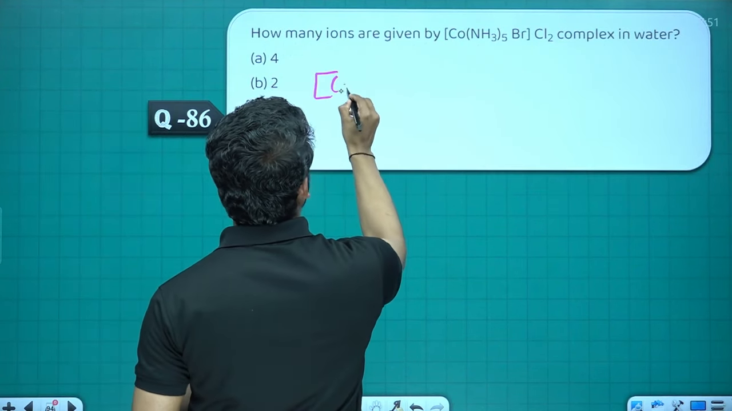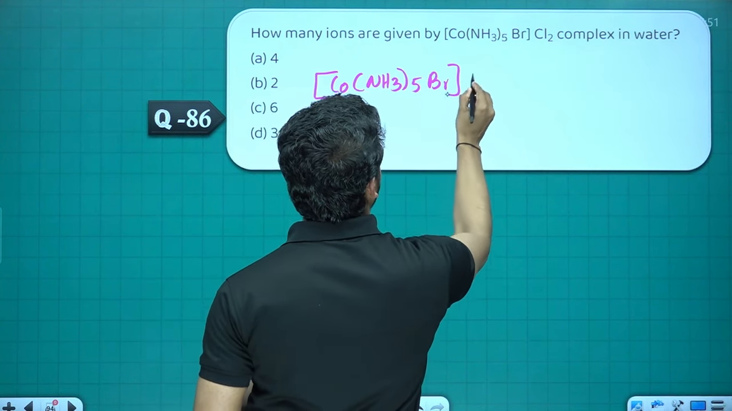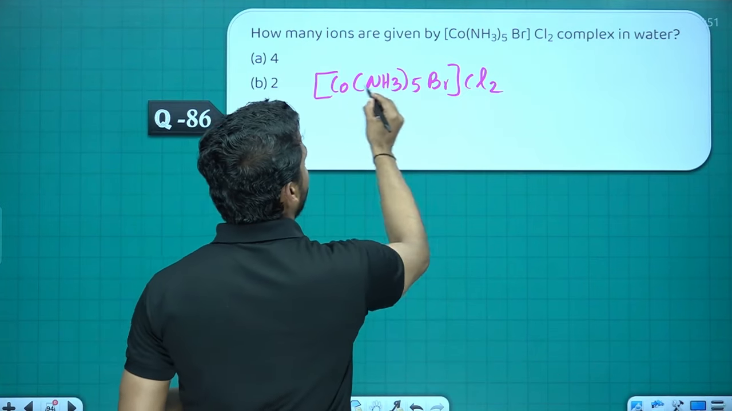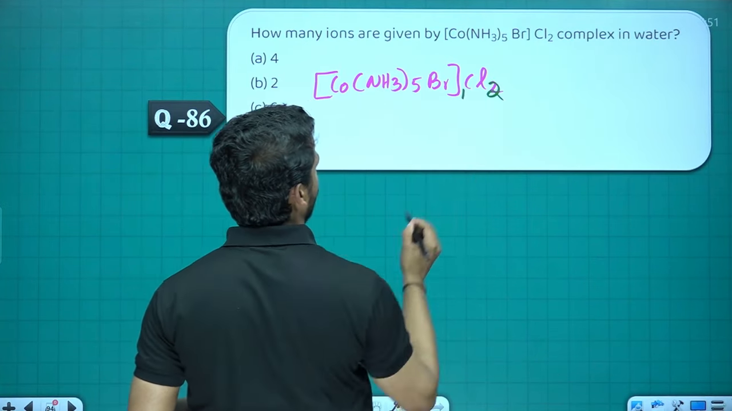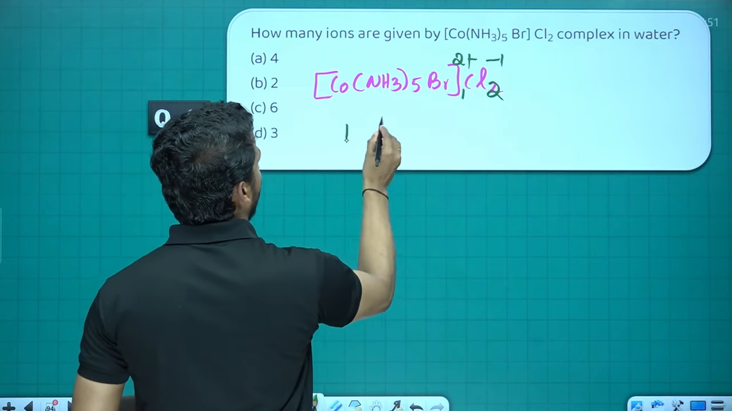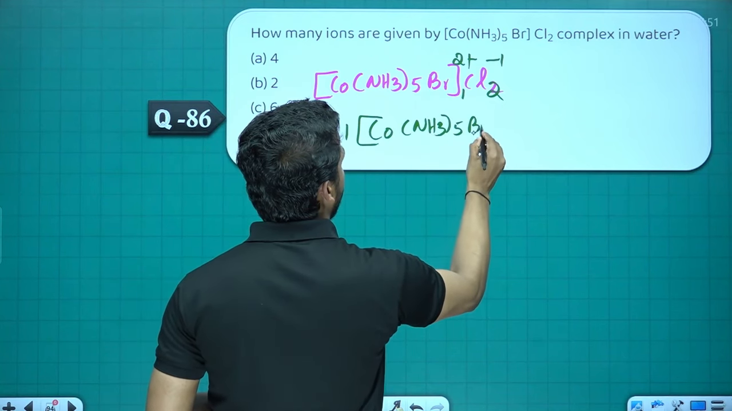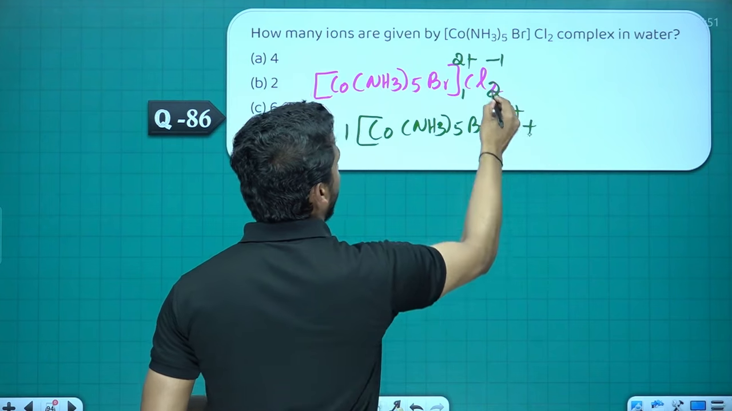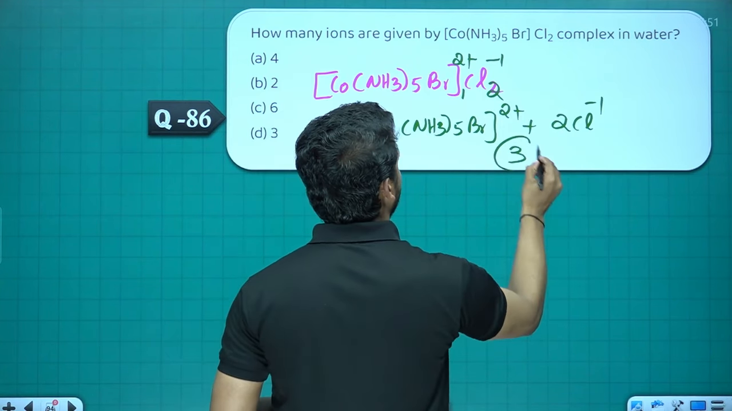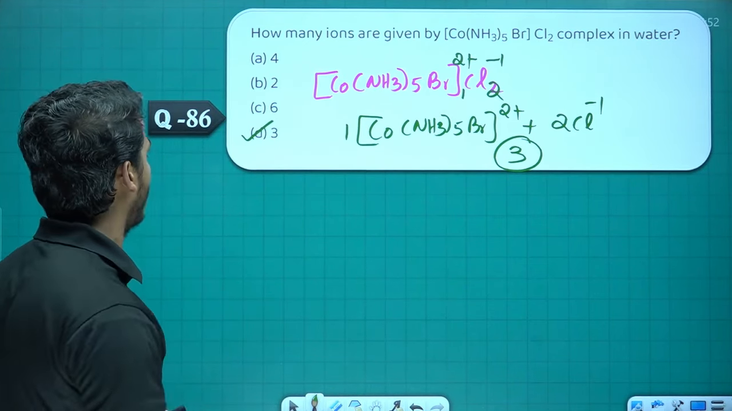How many ions are given by this complex? What is the complex given here? Co(NH3)5Br, and then Cl2. How many ions can be produced by this one? Let me write this complex 1 time, chlorine 2 times. You know these 2 come from here, 1 comes from here. So Co(NH3)5Br is there with the charge 2 plus and 2 chlorine with the charge minus 1. 1 plus 2, so how many ions will it give you? 3 ions can be given by this complex.